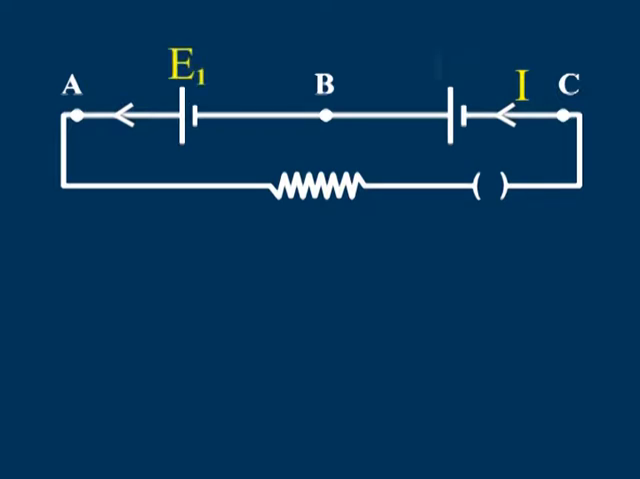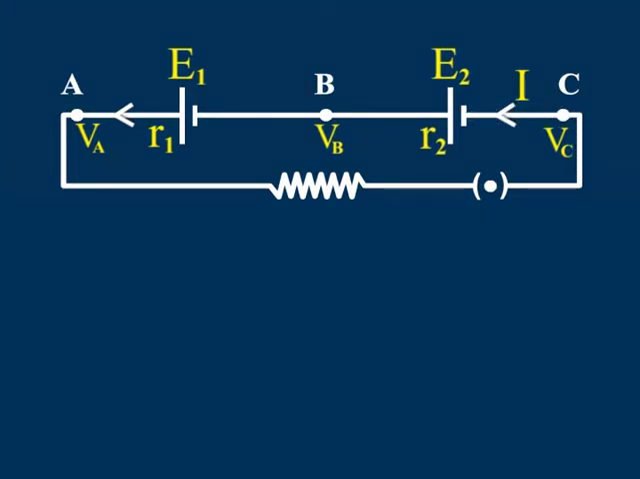Let E1 and E2 be the EMFs of the two cells, and R1 and R2 be their internal resistances respectively. Let the cells be sending the current I in a circuit. Let VA, VB and VC be the potentials at points A, B and C respectively, and I be the current flowing through them.